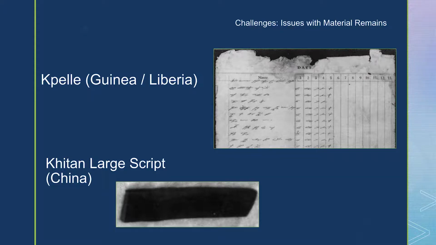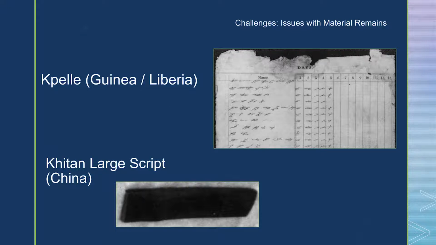Another problem facing some scripts is that material remains of the script can be lacking or in poor condition. On the top of this slide, you see one of the few documents showing the Pele script from West Africa. The script was an indigenous creation dating to the 1930s. It was used for tax records, to record debts, and a recipe book. It appears to have been used into the 1970s. For this script, more materials are needed before it will be ready for encoding.